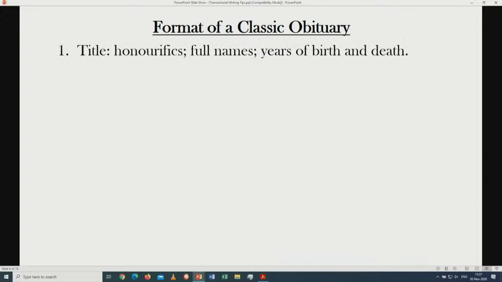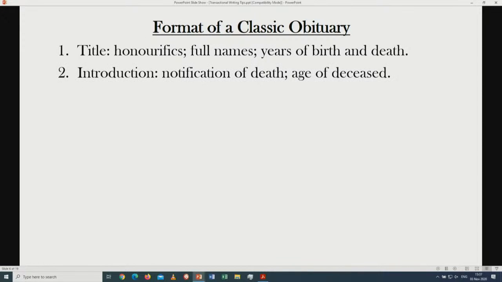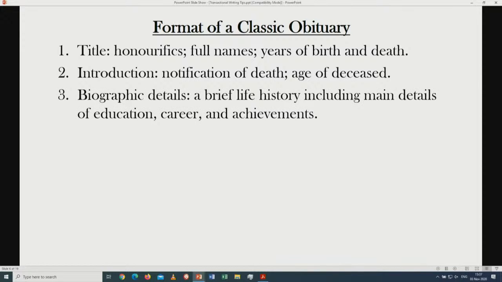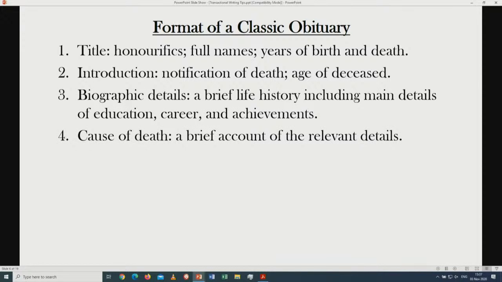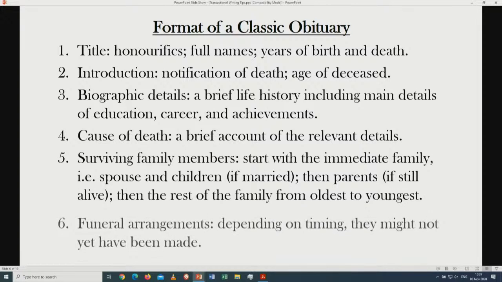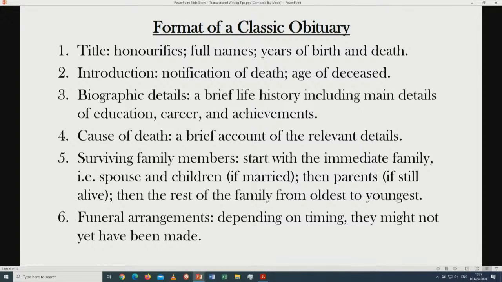So you've got first your title, okay, full names, year of birth and death, introduction, biographic details, cause of death, surviving family members, and funeral arrangements. It's those 6 elements. And I would recommend that you take this down and you ensure that you structure your obituaries according to this.